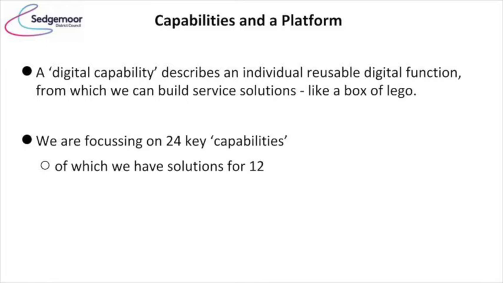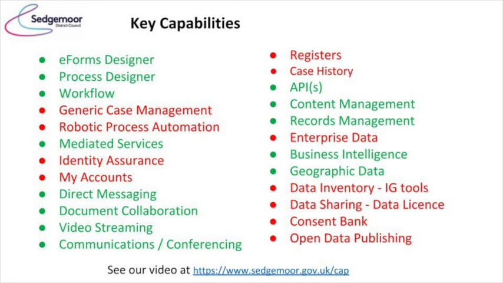We've run workshops at Sedgemoor to drive out what we need. We've defined 24 separate capabilities. So far, we've acquired 12 of them, so now we're working to complete the set. Here they are. The green ones we have, and the red ones we're looking for. We could spend half a day on each of these, so I won't now. We do have a 15-minute video that explains each one and how we expect them to work together. There's a link to the video at the bottom of this page.